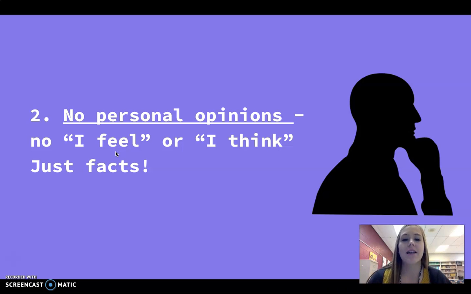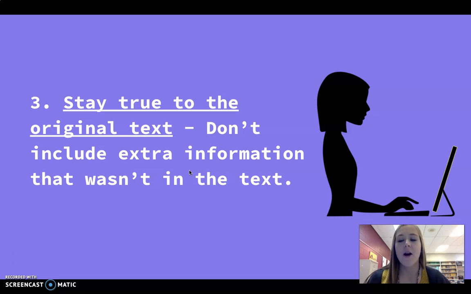Okay, so let's say that I gave you an article about an upcoming basketball game between U of L and UK. You might be tempted to tell me how much you love UK, or how much you hate UK, or how much you love U of L, or how much you hate U of L in your summary. But remember, a summary is not a place for that. No personal opinions.